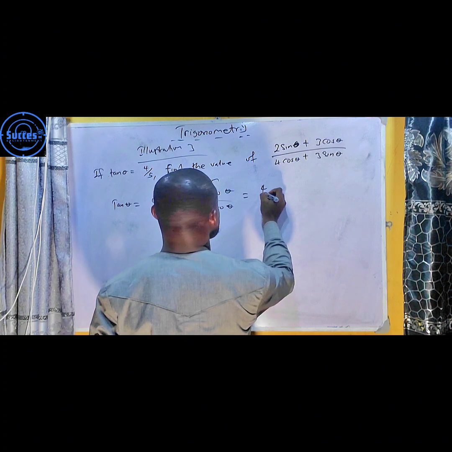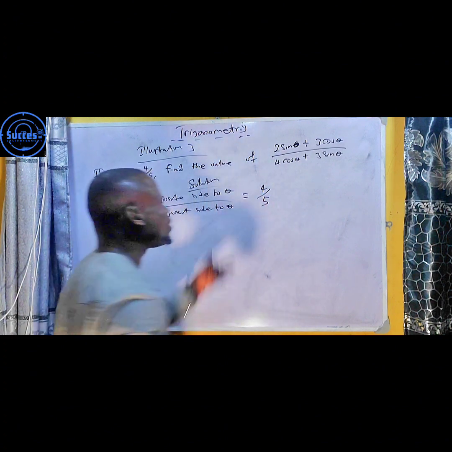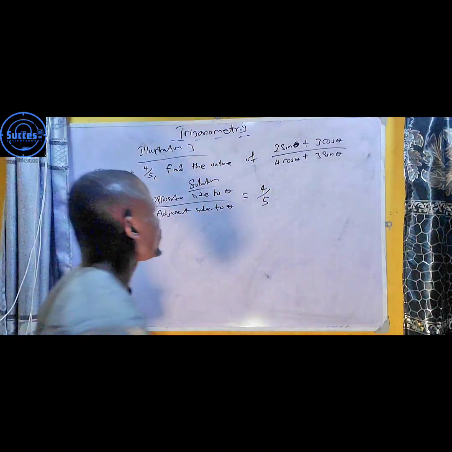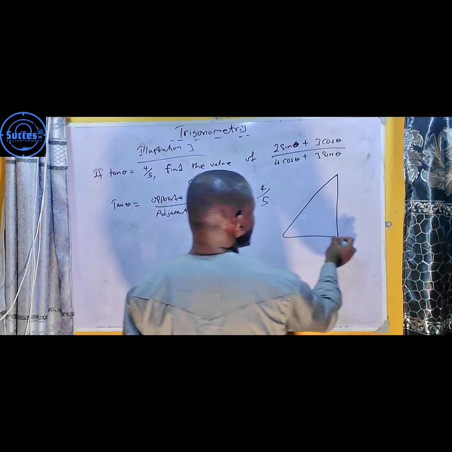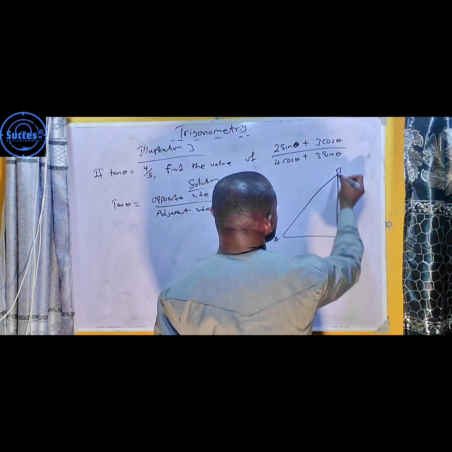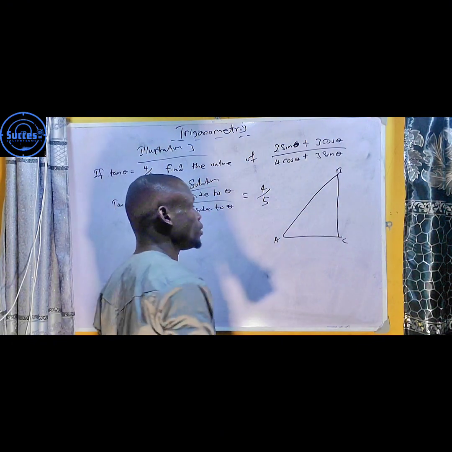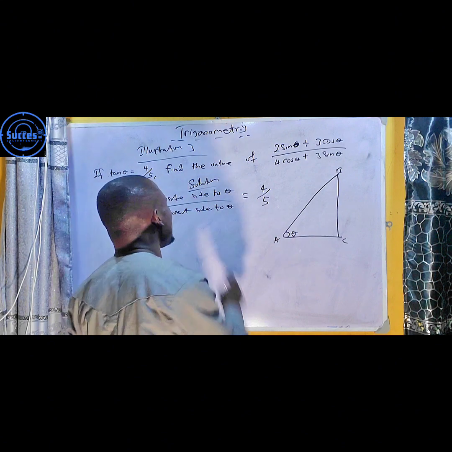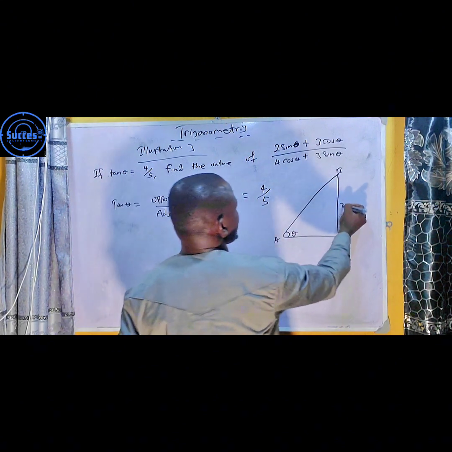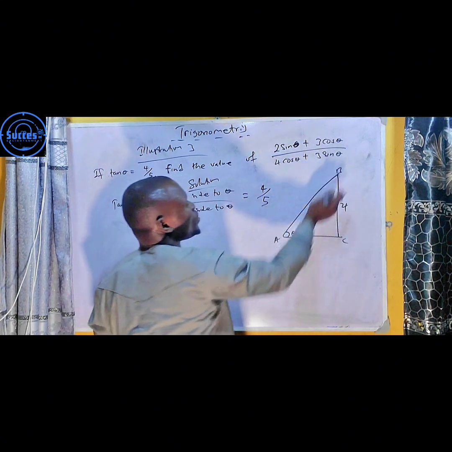This is equal to what? 4/5. Alright, from this I can draw my right angle triangle. From this information, I can draw my right angle triangle like this. This is A, B, C. Don't mind the drawing. Now, if this is my theta, the opposite side to theta will be 4.